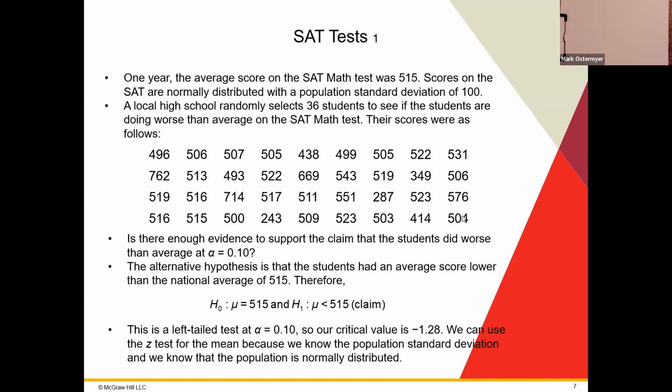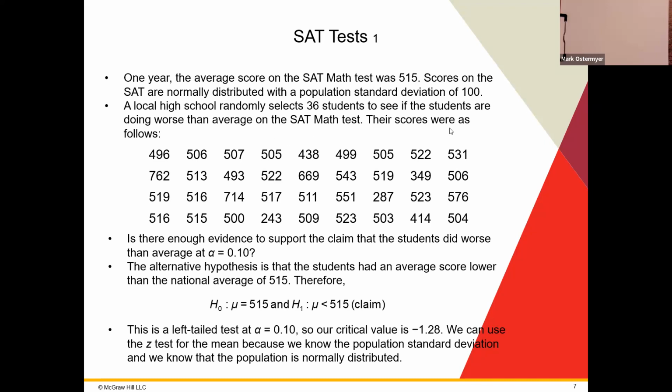All right, now here is another example. One year, the average score on the SAT math test was 515. Scores on the SAT are normally distributed with a population standard deviation of 100. A local high school randomly selects 36 students to see if the students are doing worse than the average on the SAT math test. In other words, on average, is this high school scoring less than 515 on this SAT test? 515 is the national average score, I am assuming here.